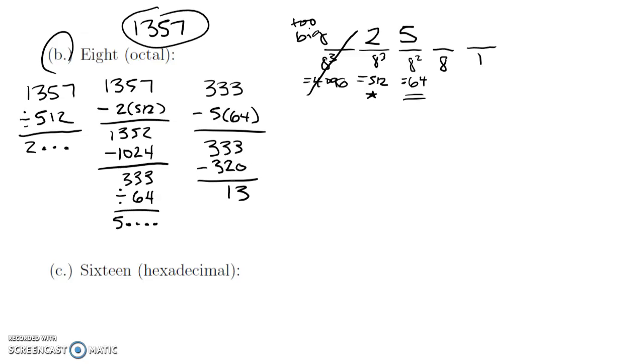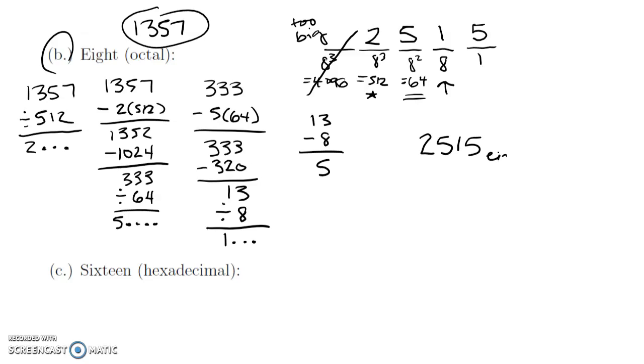And now we're on to our 8s position. We don't even need the calculator for this one. We can just see that 13 divided by 8, well, 8 only goes into 13 once. So I need 1 copy of 8. Then I'm going to take that 13, subtract that 8 we just did, and we're left with 5, which goes in 5 times in the ones position. So all in all, we end up with the number 2515 base 8 as our final answer.